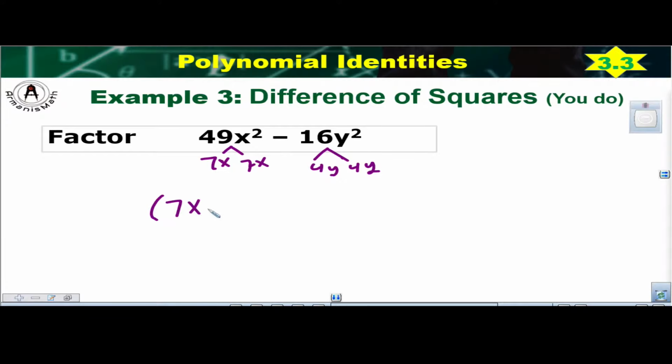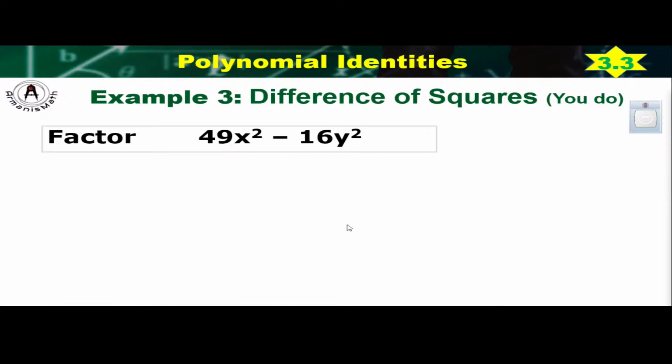7x plus 4y and times 7x minus 4y. Yep, I see that, Daniela. Good job there. These are the factors. So when you factor this out, that's exactly what you're going to get. All right, let's move on to the next item.